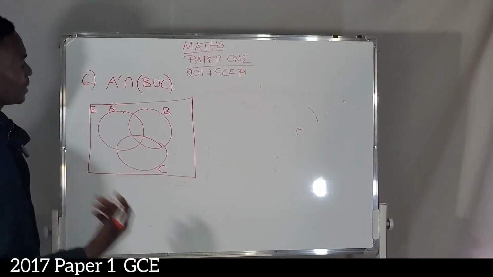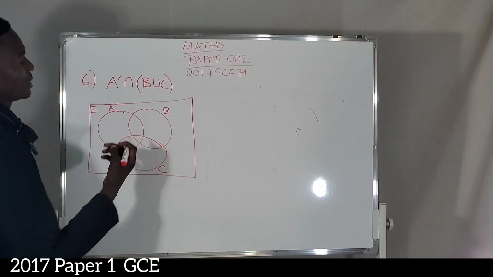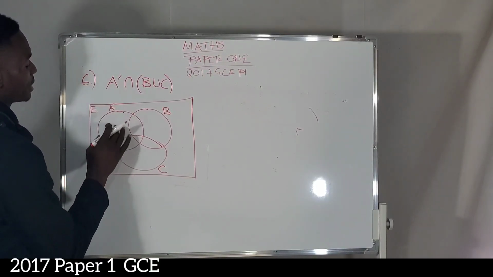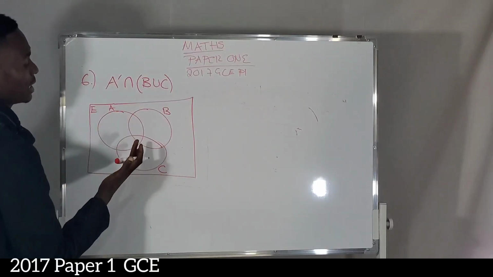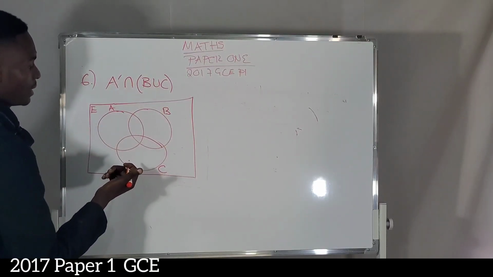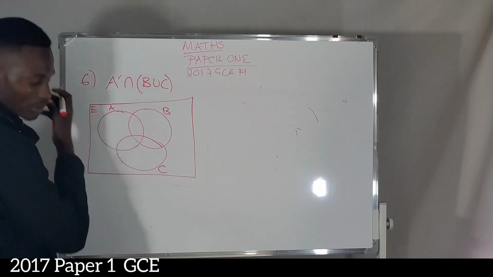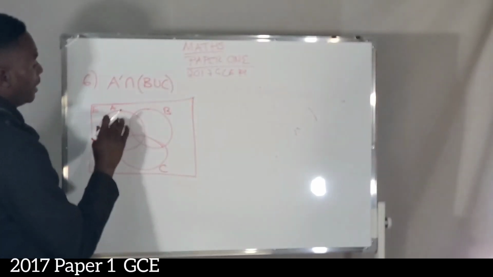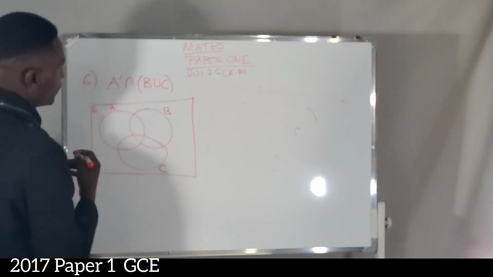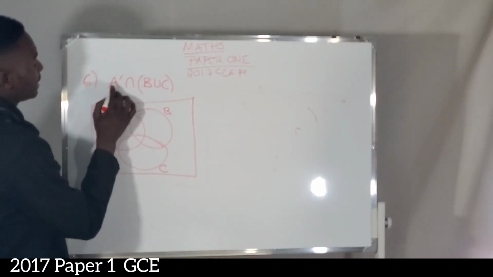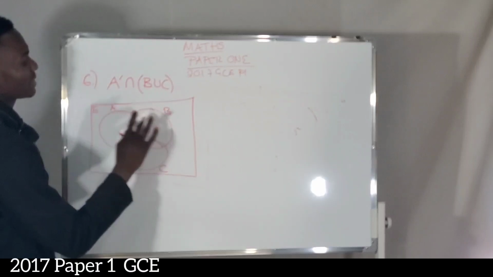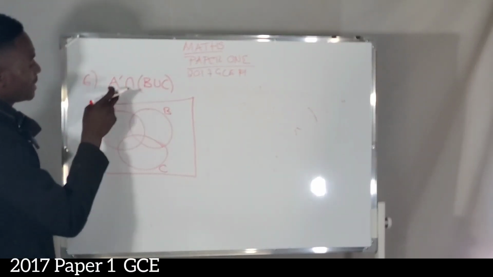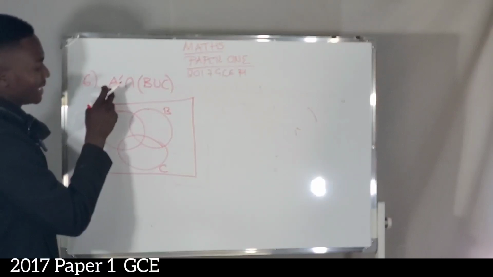So there is a video I did on shading sets, or coming up with set notation when you're given an already shaded set. So check it out. I'll put the link in the description box. So anyway, let's solve this one. I always say, this one is simple, though it's awarded 2 marks. It's very simple.